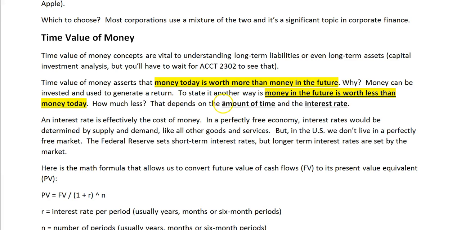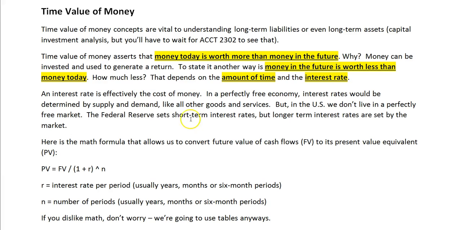How much less is it going to be? That depends on two factors, the amount of time and the interest rate. So an interest rate is effectively just the cost of money. If you're in economics, you learn a lot more about these things, but the Federal Reserve is going to set these short-term interest rates. Longer-term interest rates are still set by buyers and sellers of securities effectively.